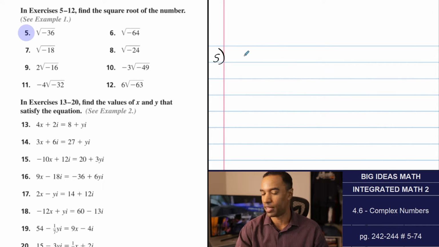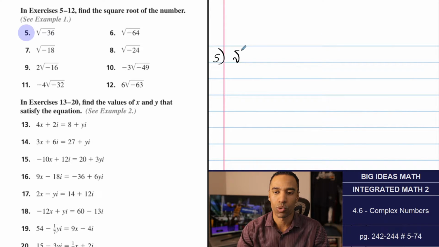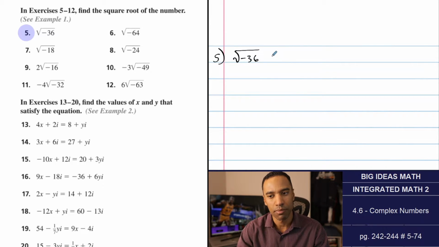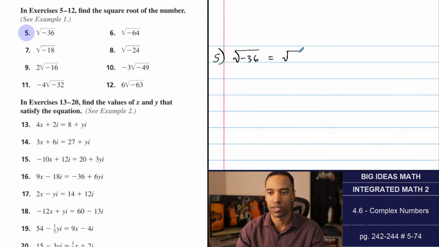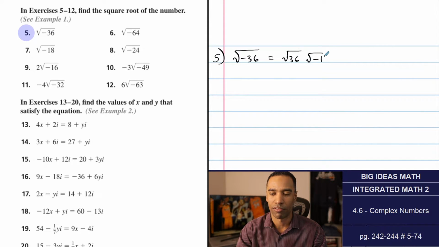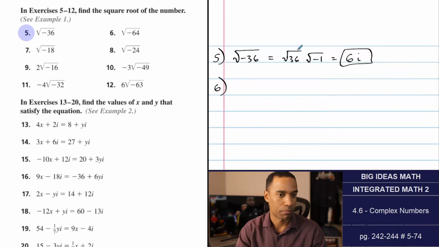So on number 5, again, I'll dive faster into it over time. The square root of negative 36 is the same thing as the square root of 36, guys. The difference is you're going to be multiplying this by the square root of negative 1 as well. The square root of 36 times the square root of negative 1, split up. Square root of 36 is 6. Square root of negative 1 is i. You're left with 6i.